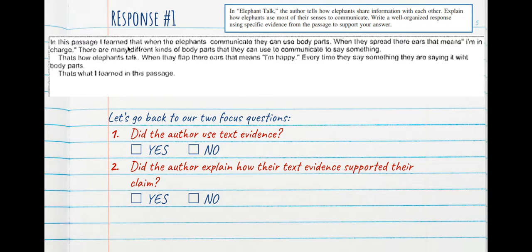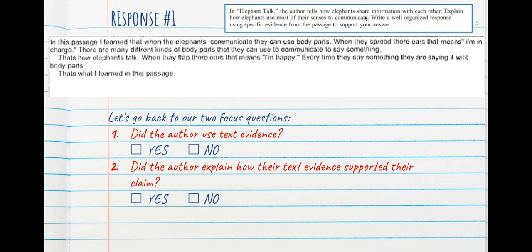So let's take a look at our first response. It says, in this passage, I learned that when the elephants communicate, they can use body parts. When they spread their ears, that means I'm in charge. There are many different kinds of body parts that they can use to communicate to say something. That's how elephants talk. When they flap their ears, that means I'm happy. Every time they say something, they're saying it with body parts. That's what I learned in this passage.